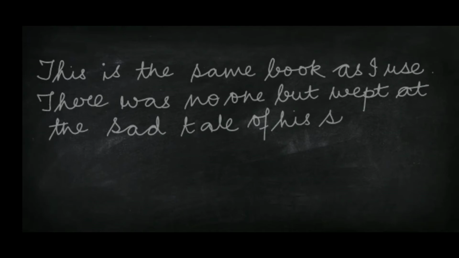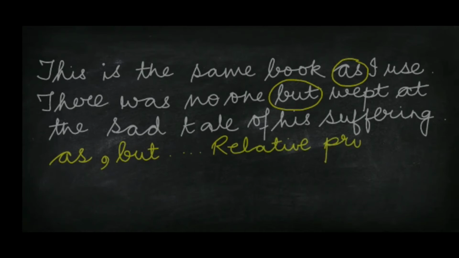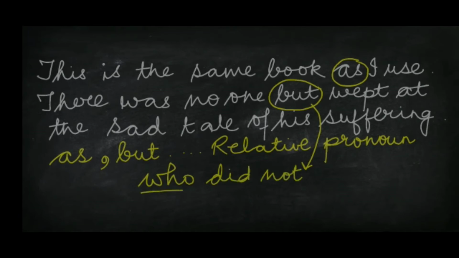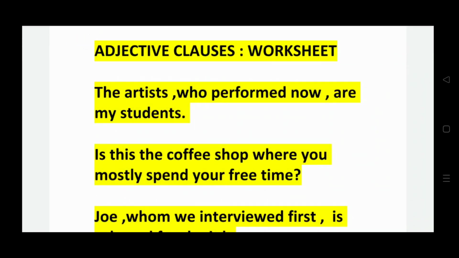In the first sentence, I have used as. This is the same book. What kind of book? As I use. And in the second sentence, there was no one but wept at the sad tale of his suffering. As, but, relative pronouns. Remember this. Okay? Here, but is equal to who did not. There was no one who did not weep at the sad tale of his suffering. So, this is also easy.